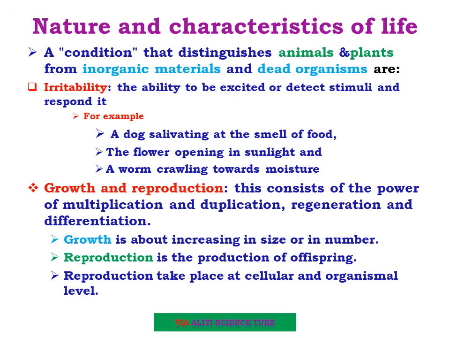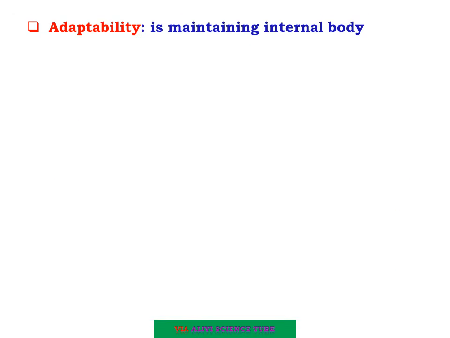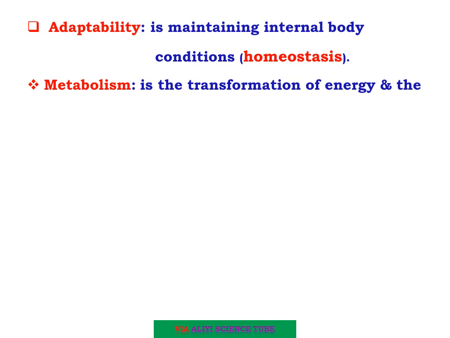The other is growth and reproduction. This consists of the power of multiplication and duplication, regeneration and differentiation. Growth is increasing in size and in number, while reproduction is the production of new offspring. Reproduction also takes place at the cellular and organismal level. Adaptability is also a trait of life, which is maintaining internal body conditions, meaning homeostasis.